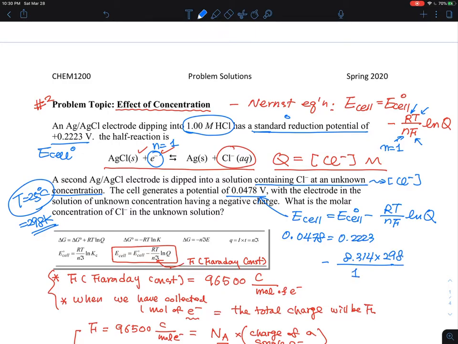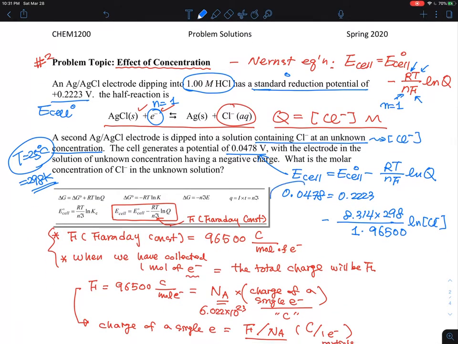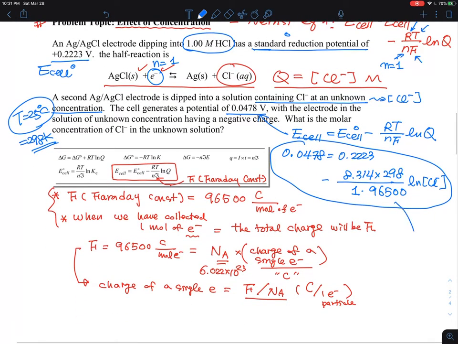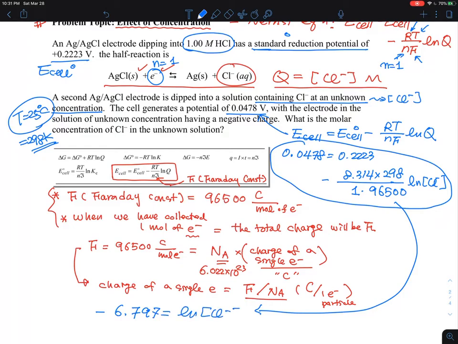And then the number of electrons involved in this reaction is 1. So there's a 1. And then 96500 coulombs per mole. Okay, and then ln of the chloride concentration. Okay, so I just need to solve this problem. Okay, all right. So when I solve this problem, you will see that minus 6.797 is the natural log of chloride. So the chloride concentration is exponential of minus 6.797, and that will be 1.117 times 10 to the minus 3 molar concentration.